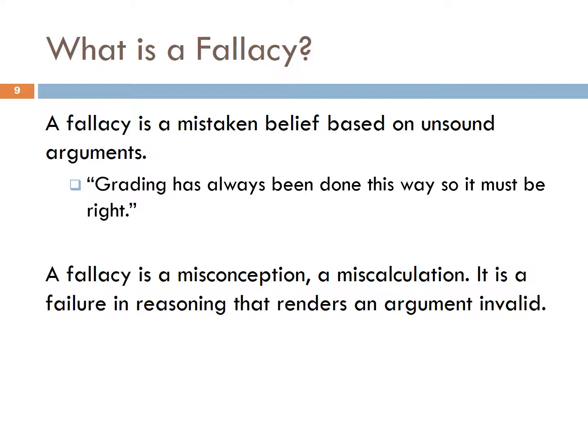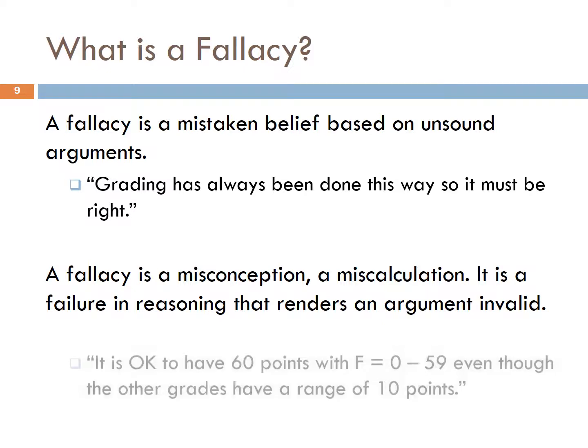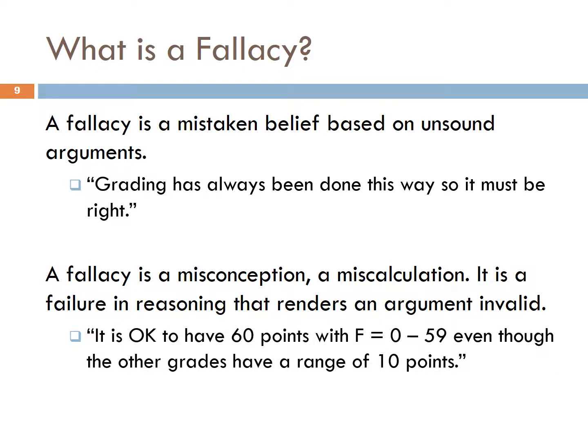A fallacy is a misconception, a miscalculation. It is a failure in reasoning that renders an argument invalid. An example is, it is okay to have 60 points with F equals 0 to 59, even though the other grades have a range of 10 points. Going back to the previous slide, assumption that 0 to 4 grading scale is the fair grading scale, this logically rejects the fallacy that the 0 to 100 point grading scale is the basis of fair grading.